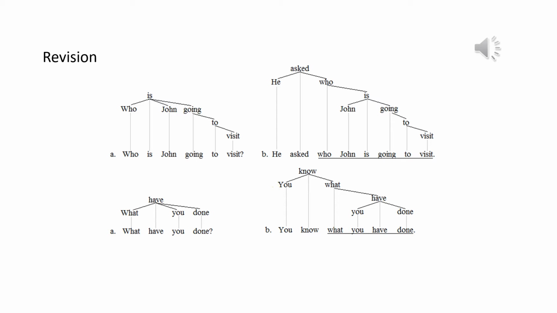Consider the second example. What have you done? In B, you know what you have done. So what have you changes into what you have. Remember again, usual question word order is not used in a noun clause.